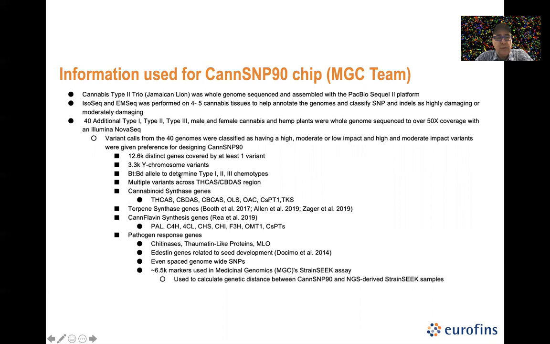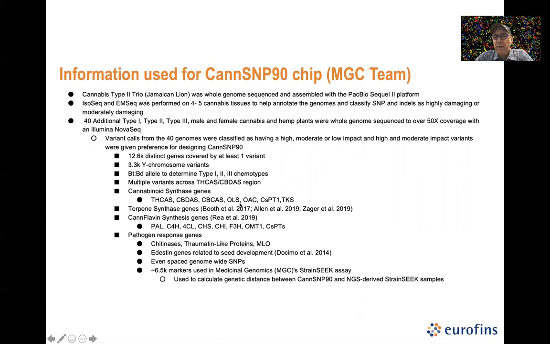There's a lot of variants that are also tiled through here. We're still working on extracting these, but we are getting genotyping calls internal to the genes, which is really interesting to us. And there's other synthase genes we've thrown on the chip. We have cannabichromene in there. We have olivetolic acid cyclase in there. We have some of the prenyltransferases in there and the TKs. So these are important genes in the cannabinoid synthesis pathway.